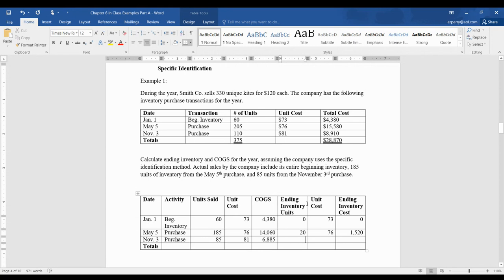What do I have left in my ending inventory? What's on my balance sheet? Well, I started with 110 units. I sold 85. 110 minus 85 means I have 25 units left. Paid $81 a unit. I've got ending inventory of $2,025.